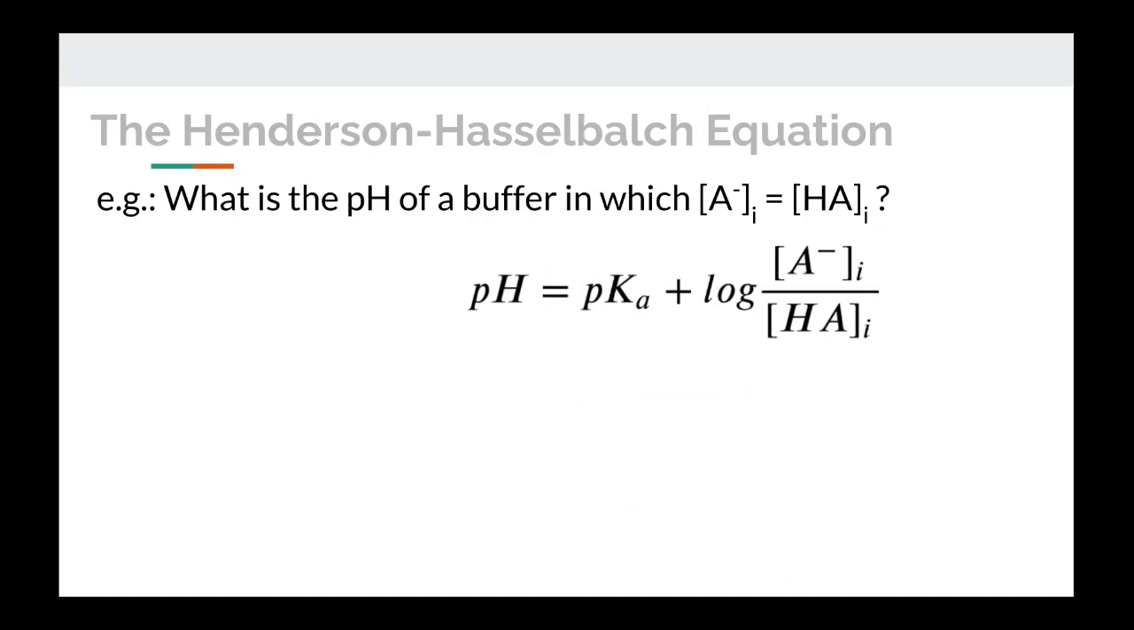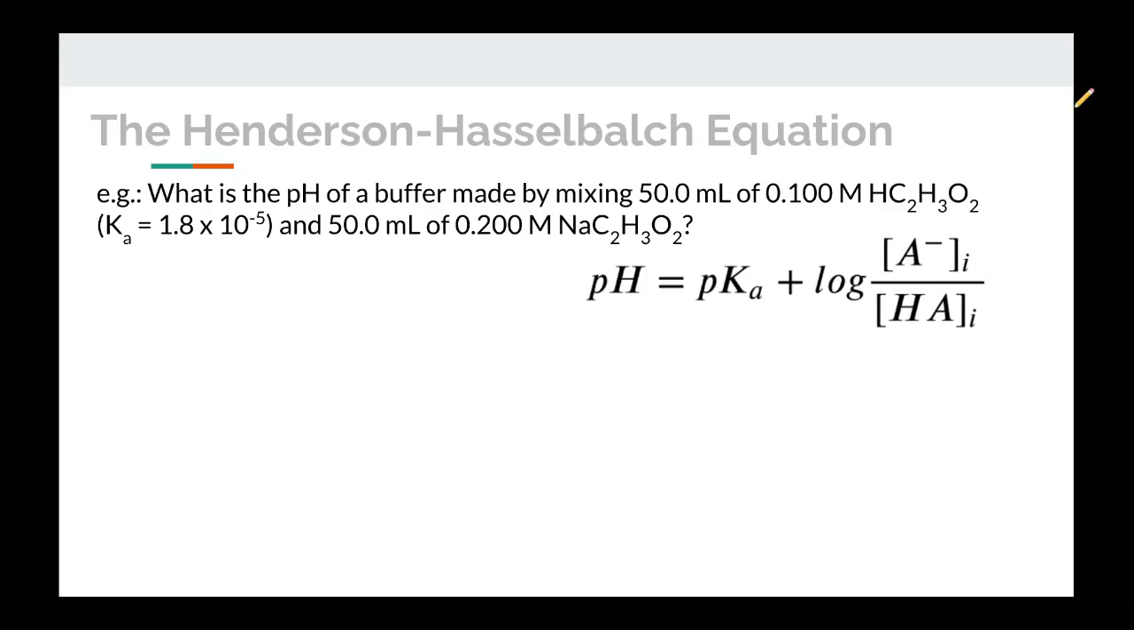So let's look at a particular case. What is the pH of a buffer in which the concentration of the conjugate base and the acid is the same? If that's the case, then this ratio is just 1. Log of 1 is 0, so that means the pH in this case is just equal to pKa. Let's work out an example problem where that isn't the case.